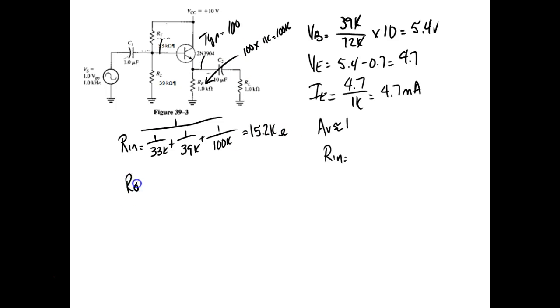My R out is going to be equal to these two out here in parallel, 1 over 1/1K plus 1/1K, so that's going to be 500 ohms. We know that. What else do we need to calculate?